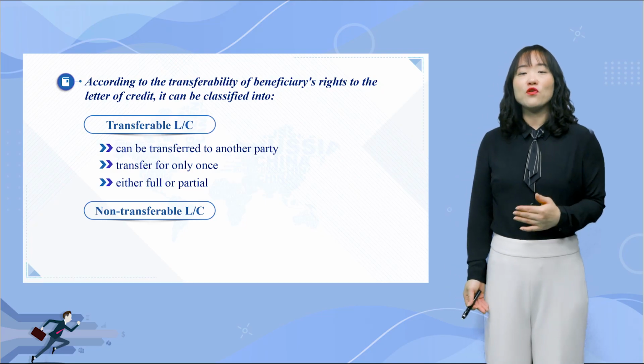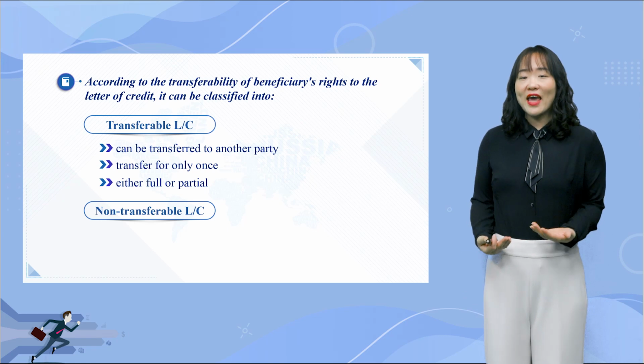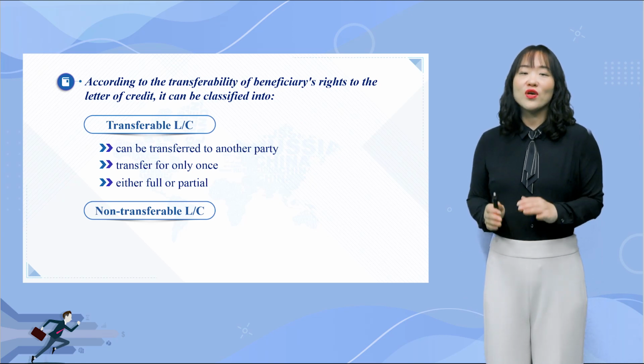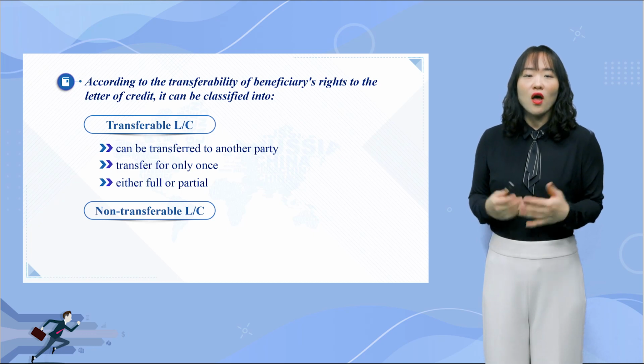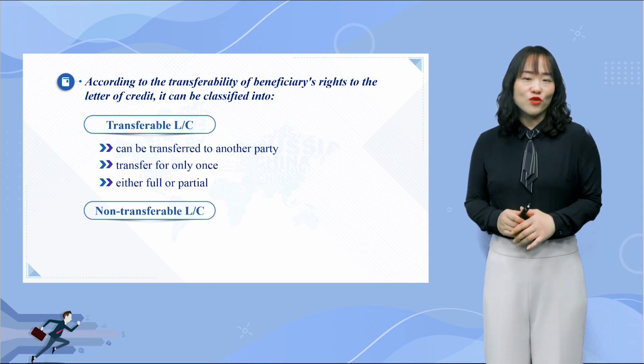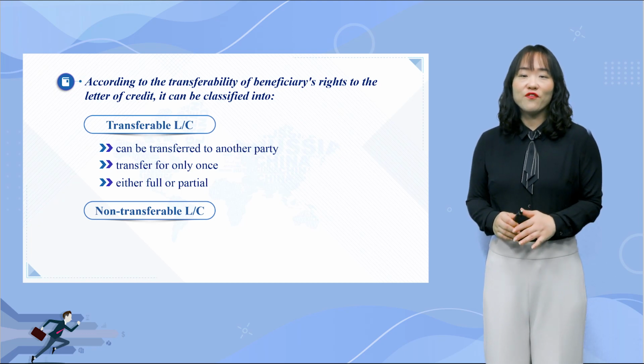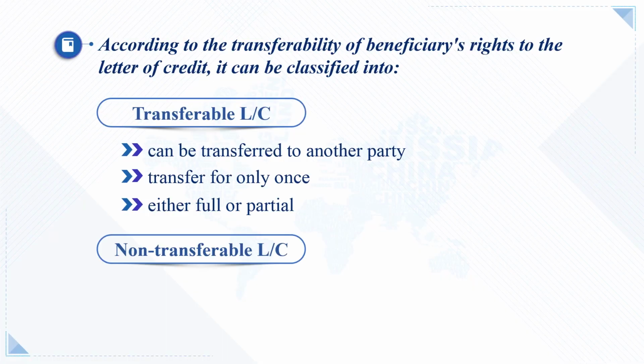In a transferable credit, the rights and obligations of the beneficiary are transferred to another party, usually a manufacturer or wholesaler. Transfer of a credit is allowed only once. It may be either full or partial. A non-transferable LC cannot be transferred in favor of any person. Only the beneficiary who is named in the letter alone can get the payment.